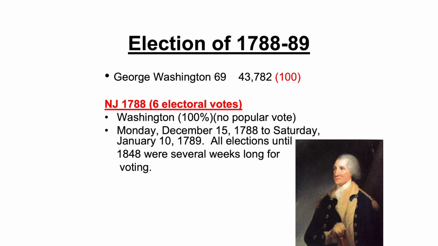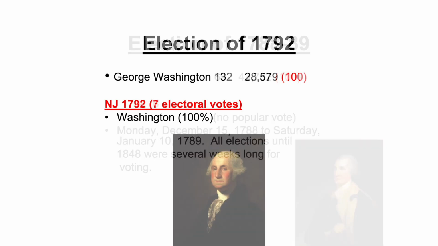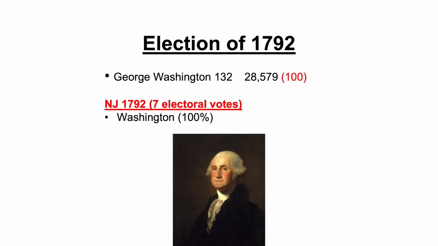New Jersey cast their 6 electoral votes for Washington. George Washington's second election was another vote for him completely. 7 electoral votes for New Jersey because their population had picked up slightly by that time. Brian, was he running unopposed in his second election? Yes. Yeah, the first 2 elections were unopposed.